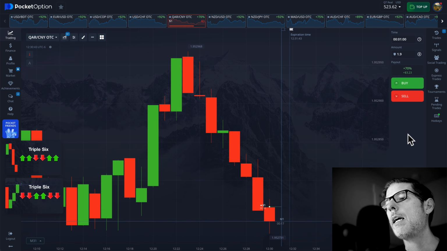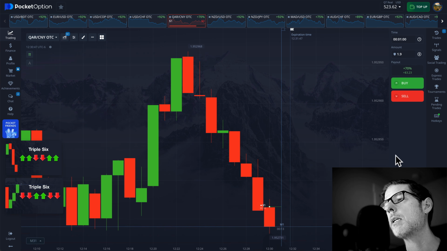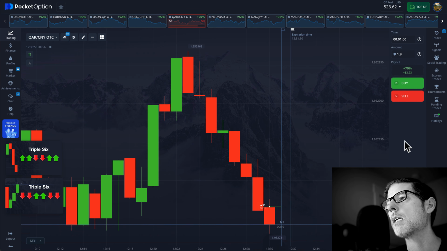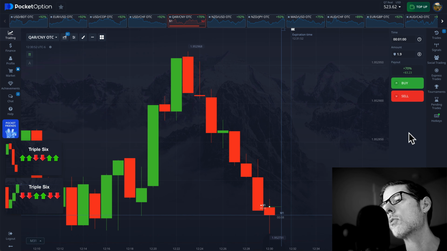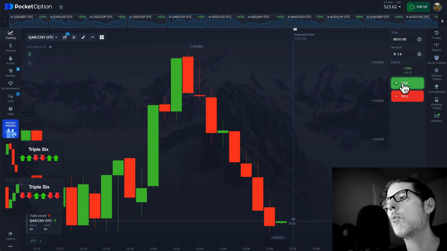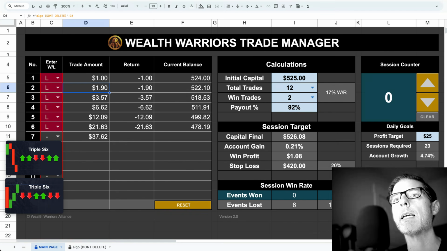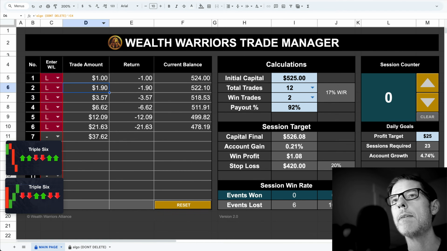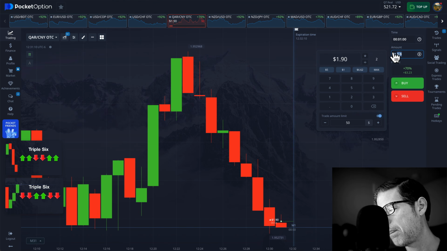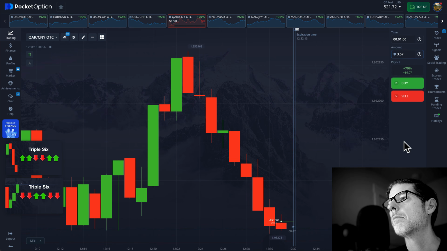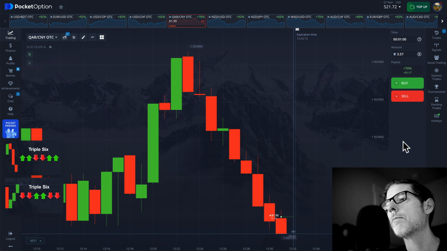Great. And I don't really want to enter on this chart. It looks like it's going to be a loss, and it kind of sucks because I'm at a 70% payout, but screw it. Let's go ahead and enter anyway because I want to continue the pattern here. Okay, so that was a loss. We went ahead and entered again. Let's get the next trade amount, which is 357. Perfect. And we'll just wait.